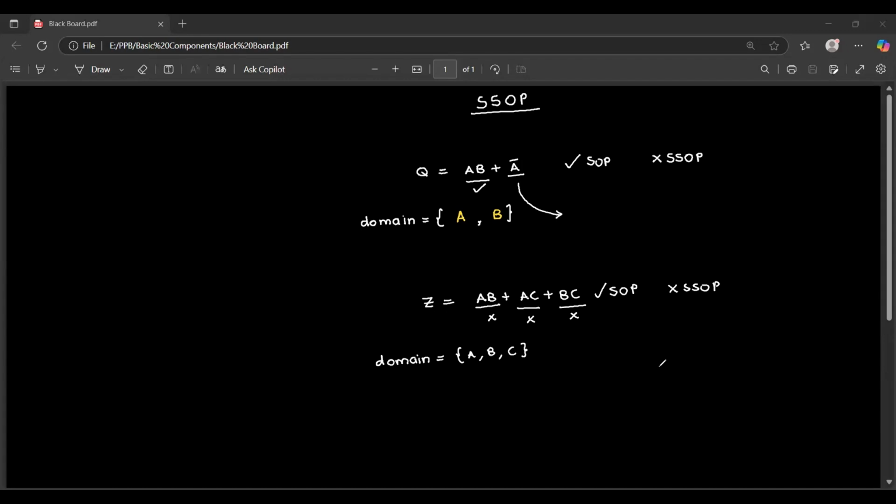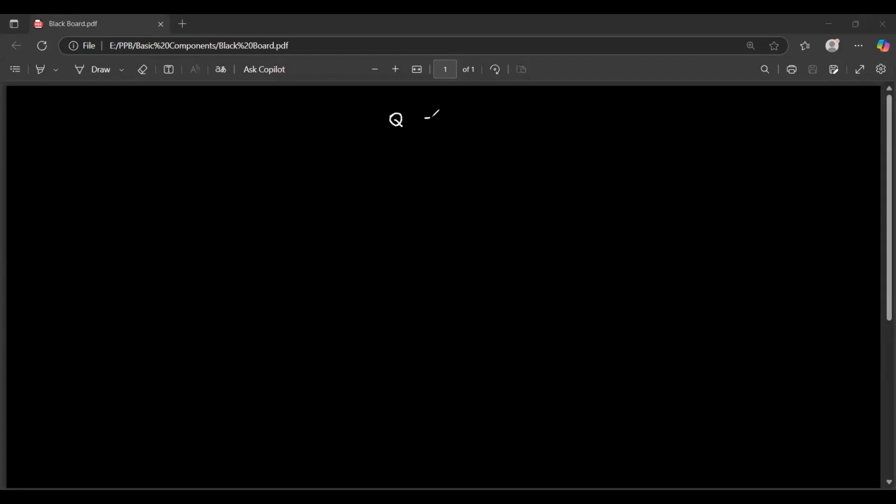But what we can do is come up with an SSOP expression by using an SOP expression. That's what I'm going to teach. So let's say the first question is given as Q is equal to AB plus A bar, the example we have already used. Let's look at this. How can we do this?